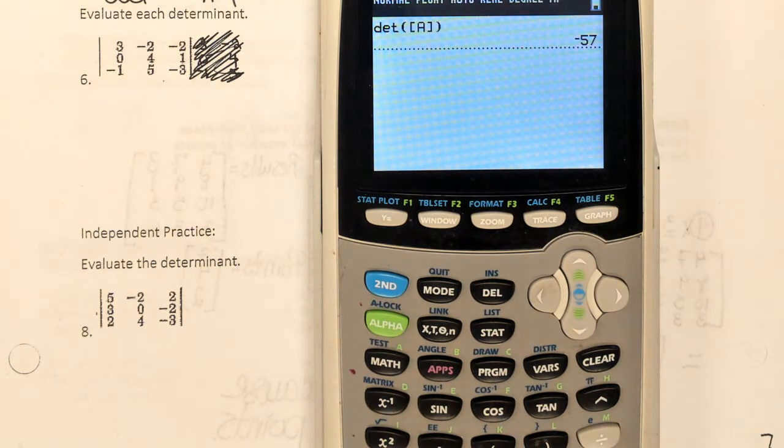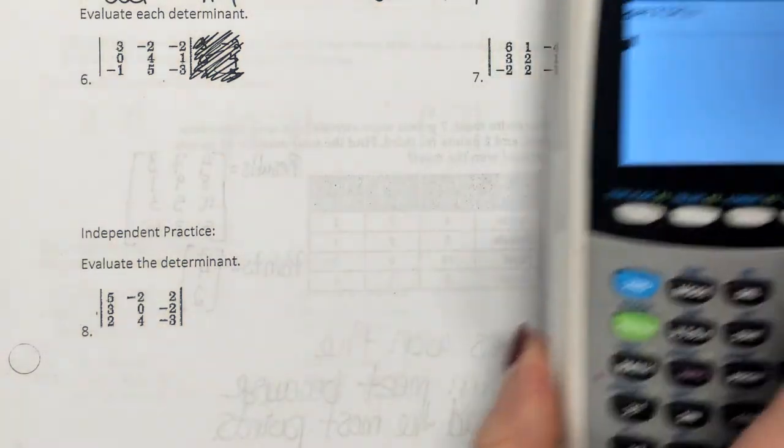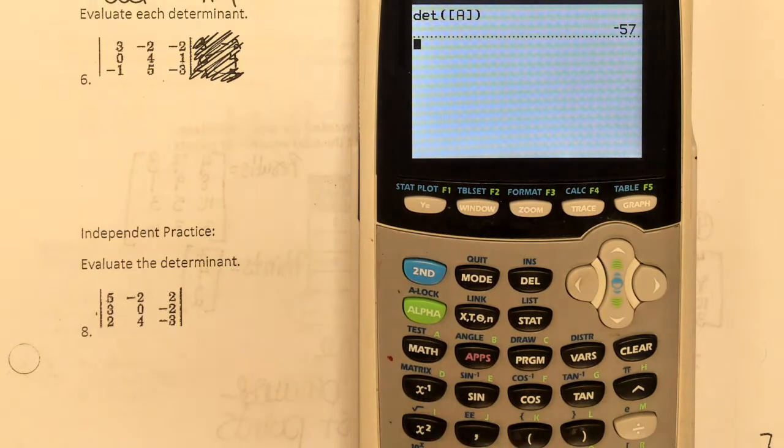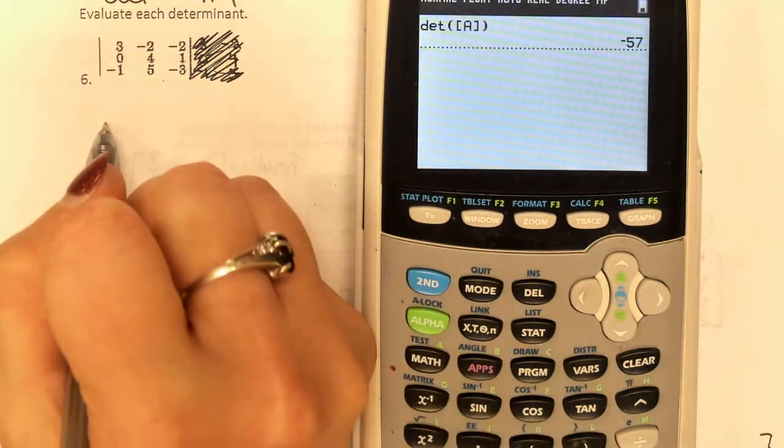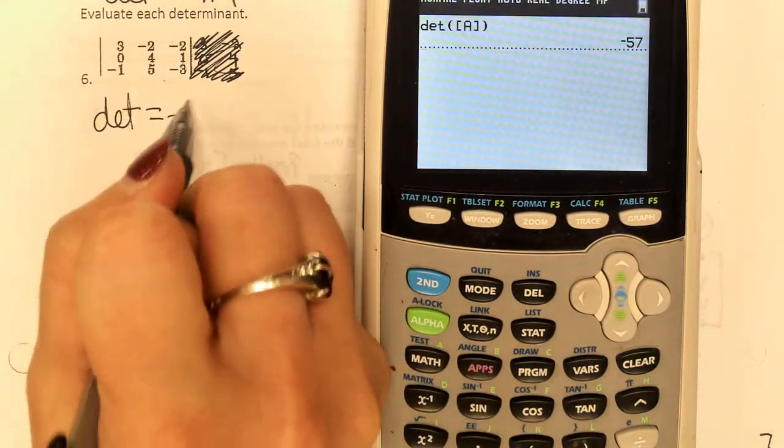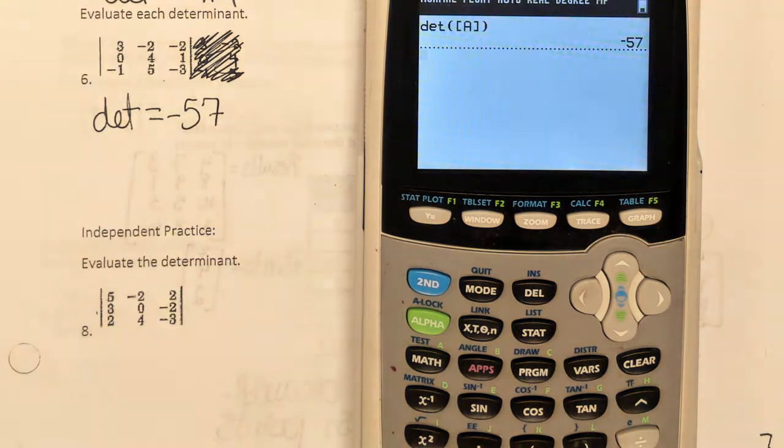I got negative 57. Did I get that? Sweet. Okay, go ahead real quick. Try number 7. See if you can find the determinant of number 7, okay? Y'all try number 7.